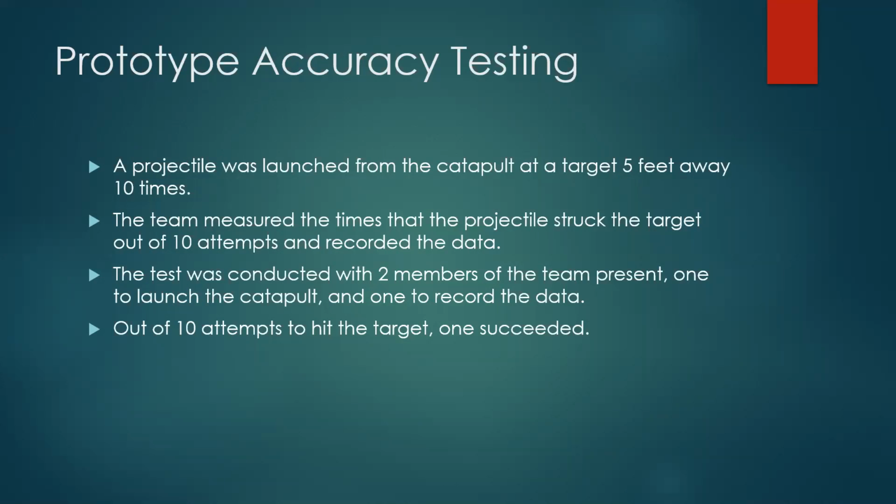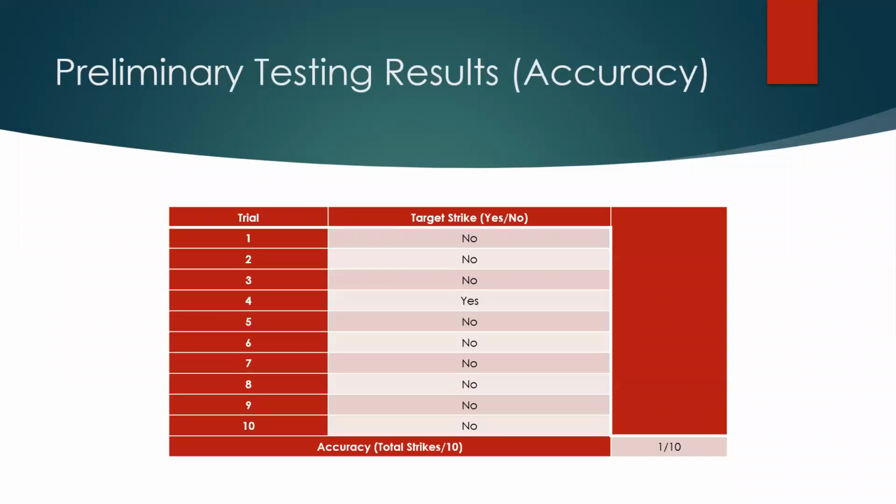Out of those 10 attempts to hit the target, 1 succeeded. And we can see the table for the strike rate for every single trial here. On trial 4, the target was struck by a Gobstopper, which gave us a 1 out of 10, which is why our merit score resulted in a 1.